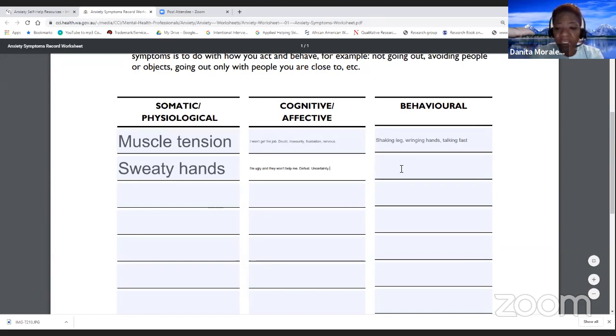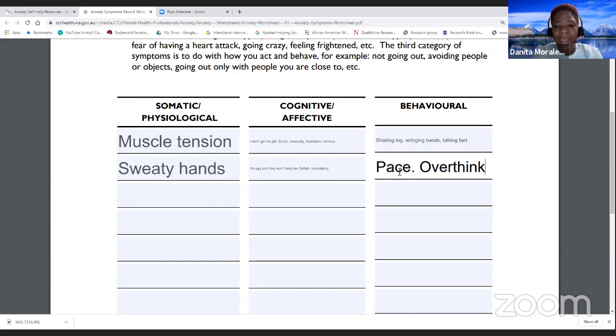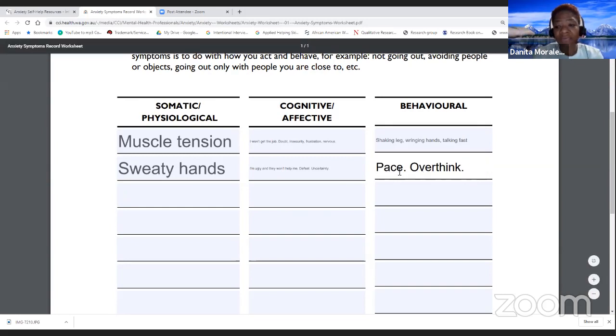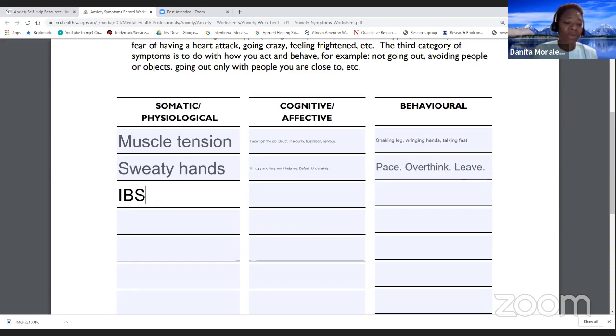And so behaviorally, you may pace in the store. You may start to overthink about how to approach that person. And what else? You may leave. All right. And here's some other somatic things. IBS, that stands for irritable bowel syndrome. Some people naturally have reasons why they may have problems with their bowels, but a lot of people with anxiety experience this disorder called irritable bowel syndrome. There is actually no medical cause for that person experiencing that.